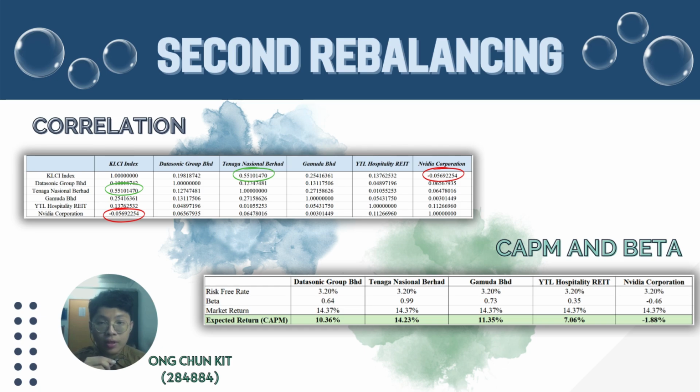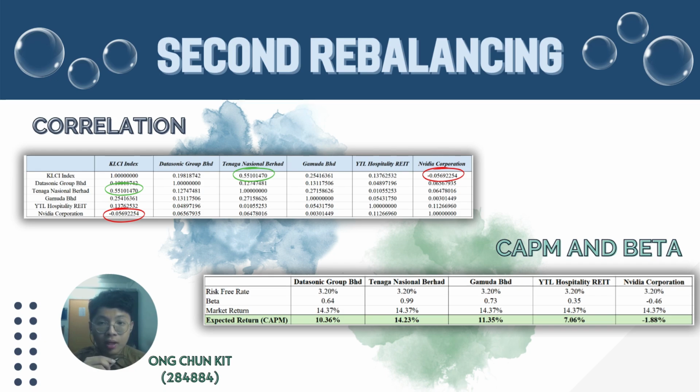It is because NVIDIA Corporation, as a US company, is more likely to be affected by the S&P 500 and not the KLCI index. So after that, based on the CAPM and the beta table, all 5 securities have a beta value below 1, which indicates that the stock price is less volatile than the market, while TMB has the highest beta value, which is 0.99, meaning that TMB will fluctuate with similar amplitude as the market performs.